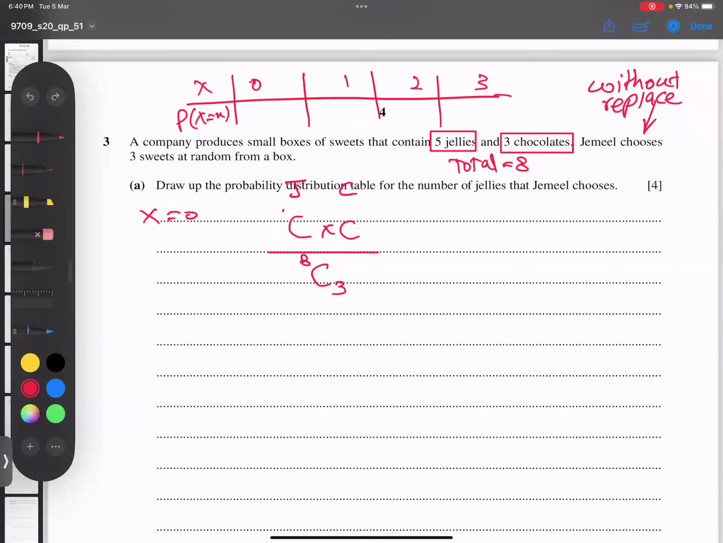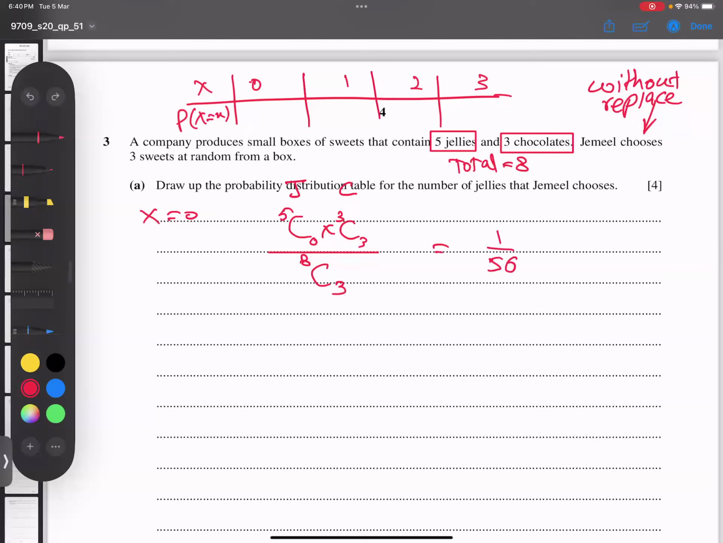Jellies are 5, so I write 5 on the top, and chocolates are 3. Out of 5 jellies, I need 0 jellies, so I write 5C0. Out of 3 chocolates, I need all 3, because 3 plus 0 gives you the total sweets. If you type this in the calculator, you will get your answer easily. 5C0 is 1, 3C3 is also 1, so just 8C3 is typed in the calculator. So 1 over 56 is coming from here.